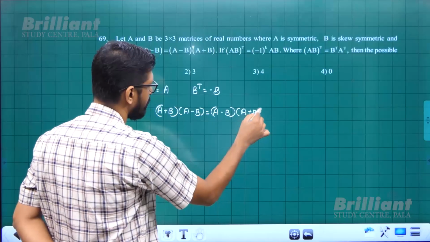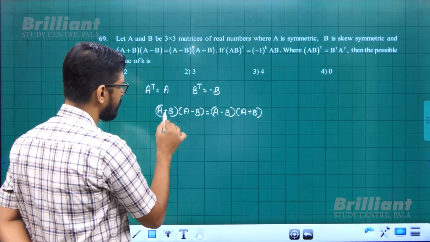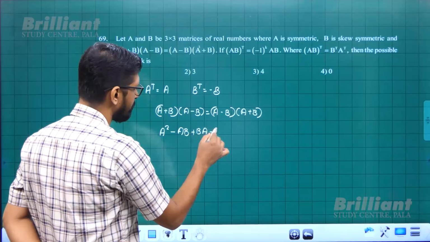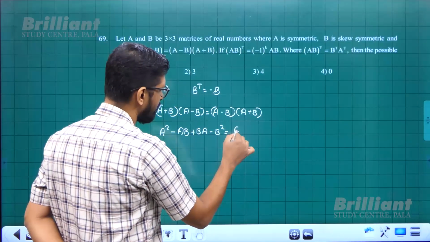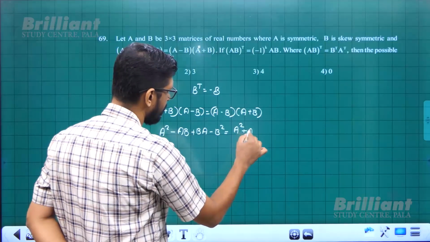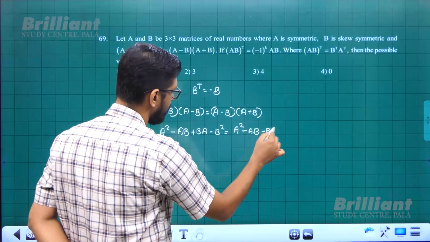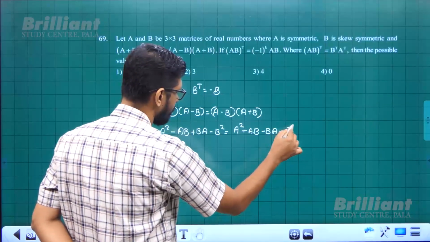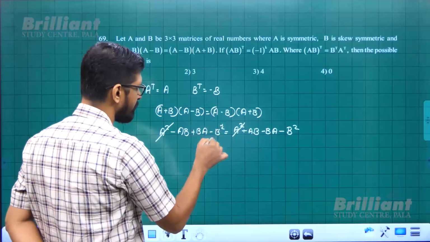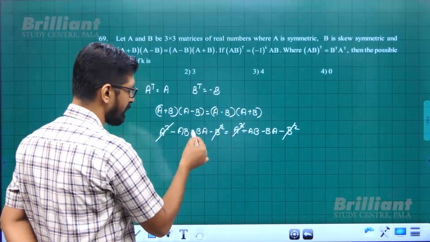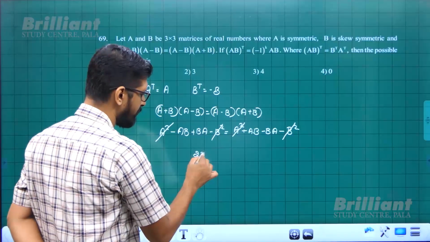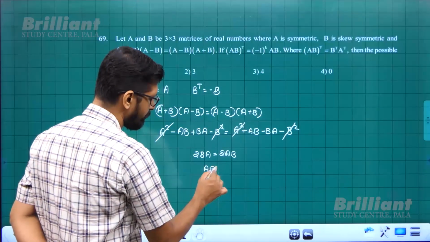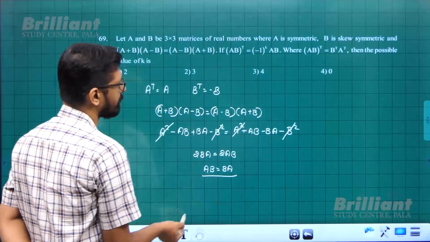പിള്ളേർ ഇത് നമുക്കൊന്ന് എക്സ്പാൻഡ് ചെയ്താൽ A square minus AB plus BA minus B square is equal to A square plus AB minus BA minus B square എന്ന് കിട്ടും. A square, B square ക്യാൻസൽ ആയിപ്പോൾ, AB അപ്പുറത്തേക്കും BA ഇപ്പുറത്തേക്കും കൊണ്ടുവന്നാൽ 2BA is equal to 2AB ആണ്. സോ AB is equal to BA. എയും ബിയും കമ്മ്യൂട്ടേറ്റീവ് ആണെന്ന് നമുക്ക് കിട്ടും.